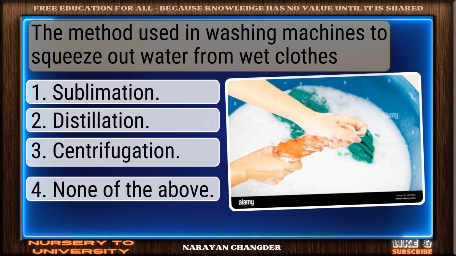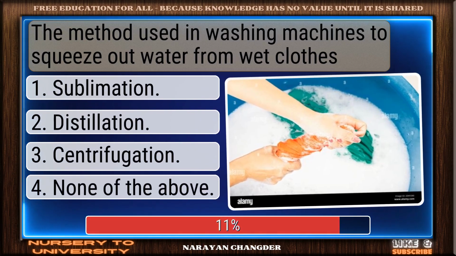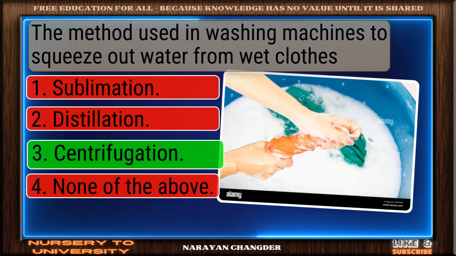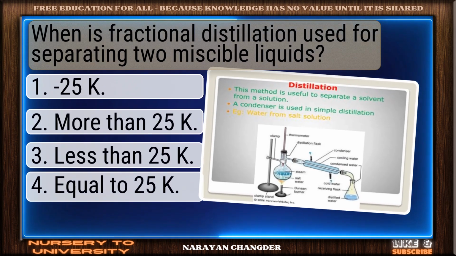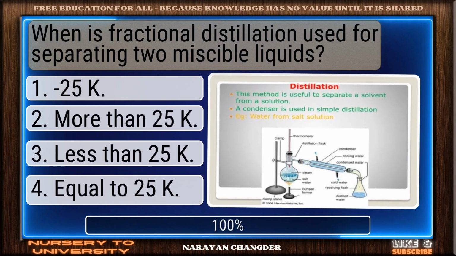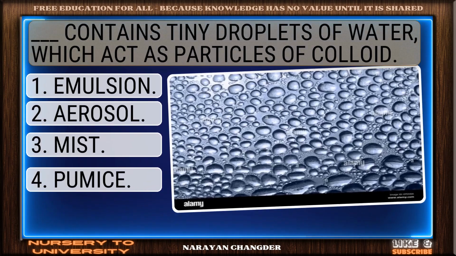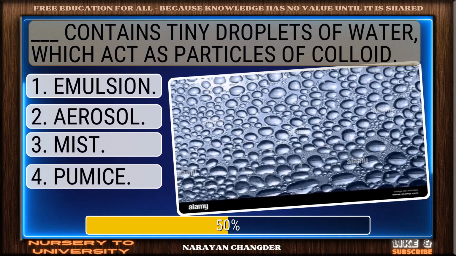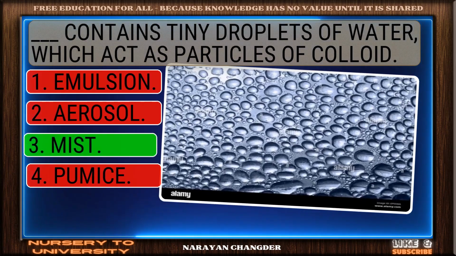Question number 87. The method used in washing machines to squeeze out water from wet clothes. Strong choice. Centrifugation is the right answer. Question number 88. When is fractional distillation used for separating two miscible liquids? Valid point. Less than 25K is true. Question number 89. Dash contains tiny droplets of water, which act as particles of colloid. Exactly. Mist makes sense and it is right choice.